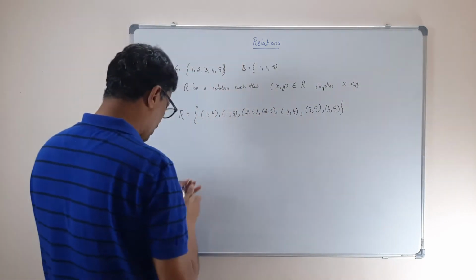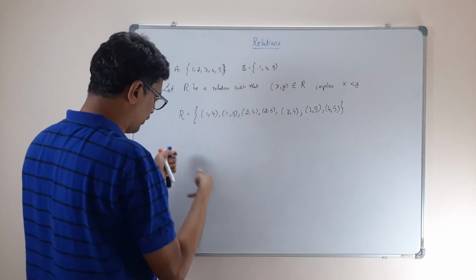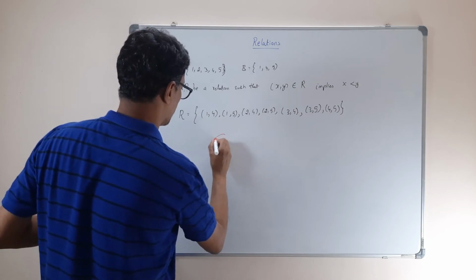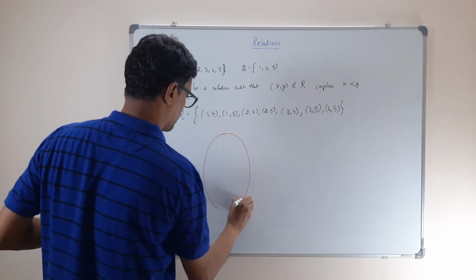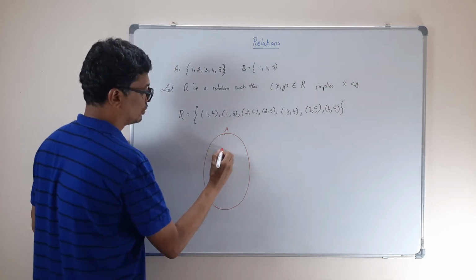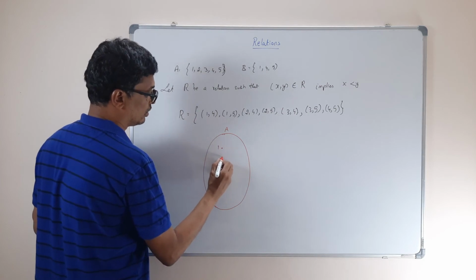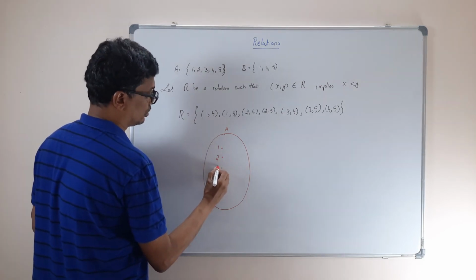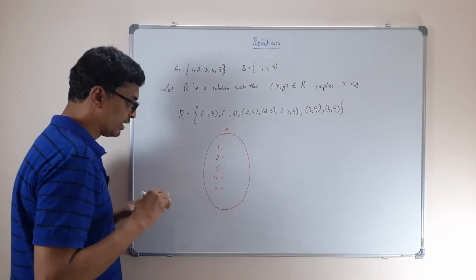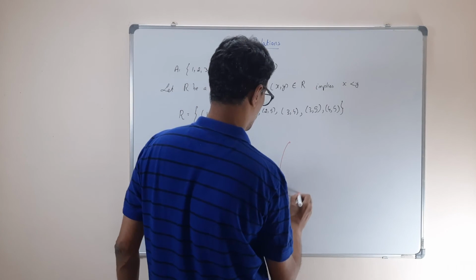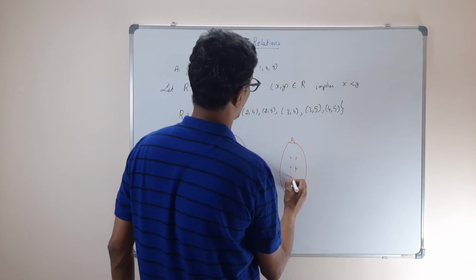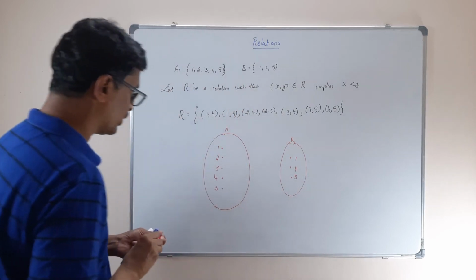Okay, so the way to draw the arrow diagram is kind of like a Venn diagram. Let us represent the set A. How many points? 1, 2, 3, 4, and 5. And let us have the other set B, which is 1, 4, and 5. Now, can you draw the relations?